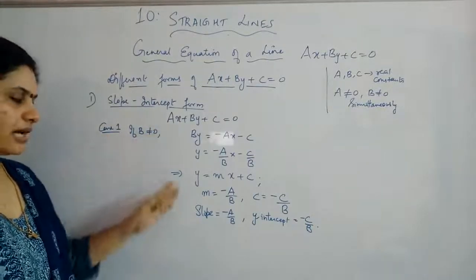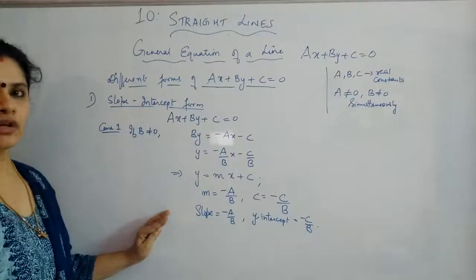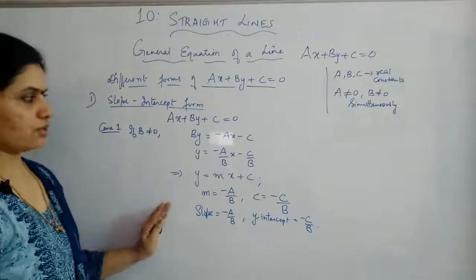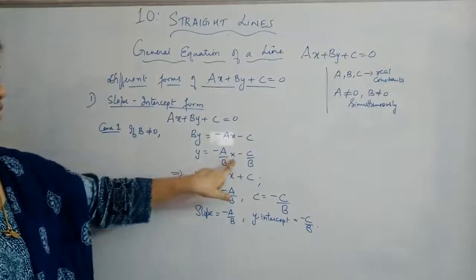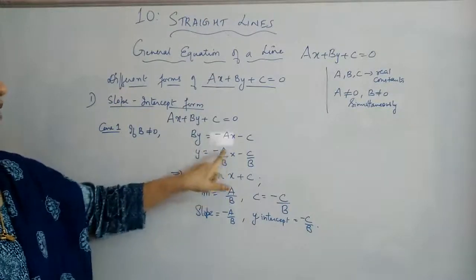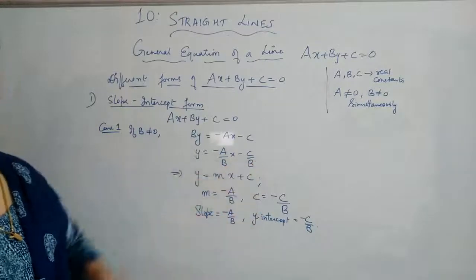The method which we have done here is the same way you have to do in your problem also, right? So first you have to make it y equal to something. The thing which is coming with x will be the slope and the constant will be the y-intercept.